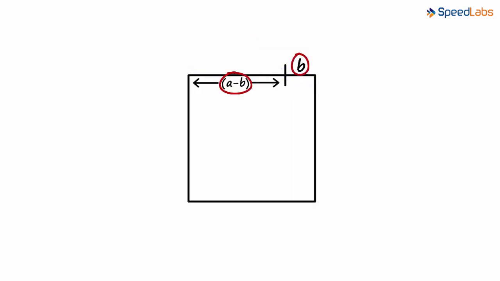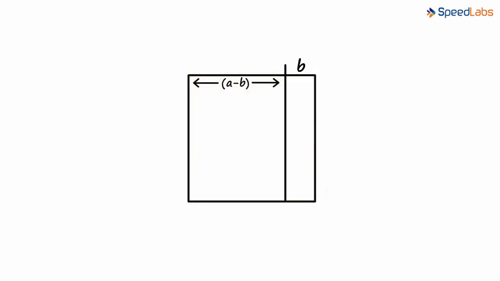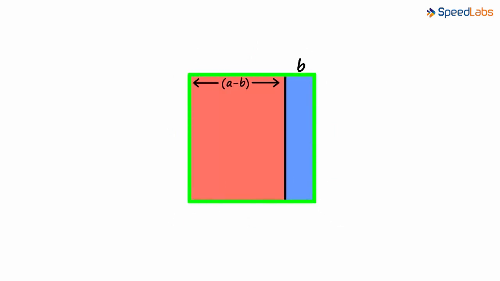and b. Let's quickly draw a perpendicular from this point onto this side. Because it's a perpendicular, this will be a minus b and this will be b units. As the side of the square measures a units, its area will be a squared square units. There are two rectangles formed here. The sum of the areas of these two rectangles is a squared as they together form the outer square.